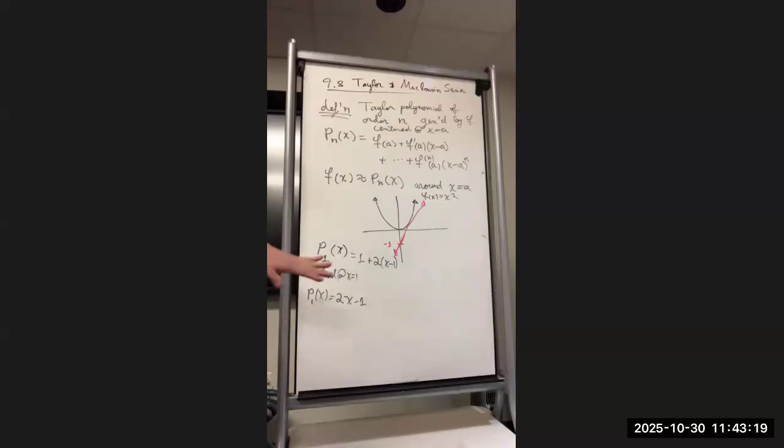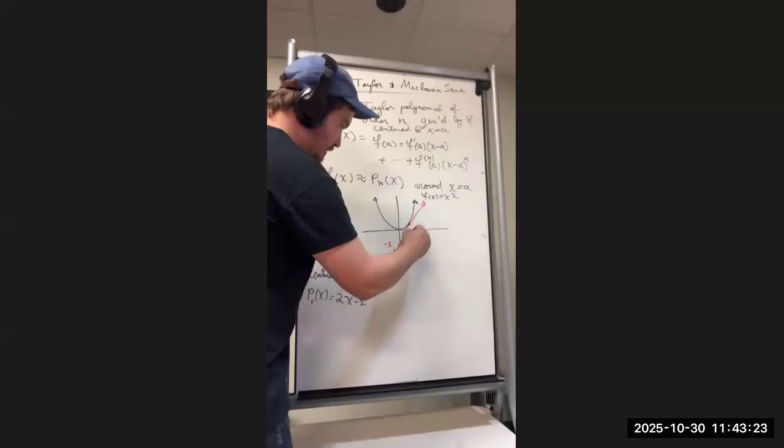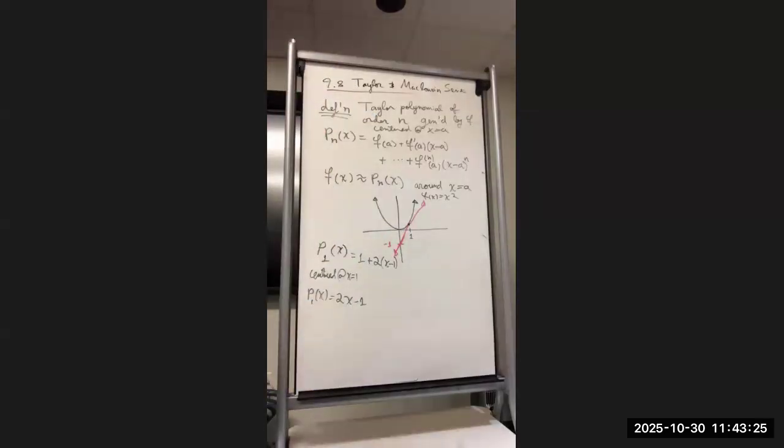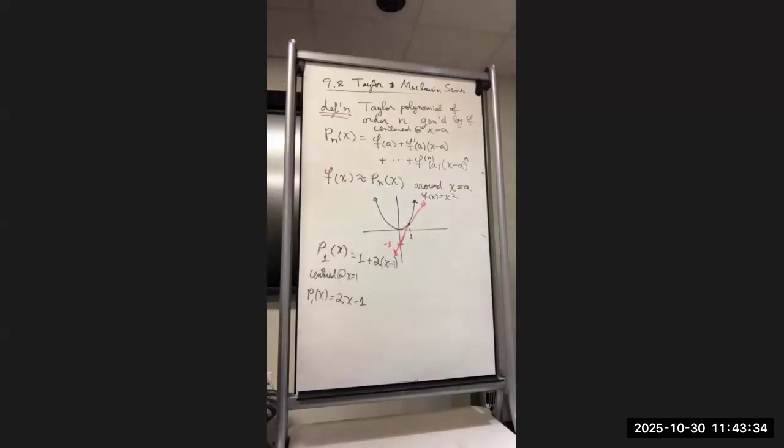So, and it should intersect right at 1. They should be equivalent. So what do I mean? This approximates it well around A, around the center.